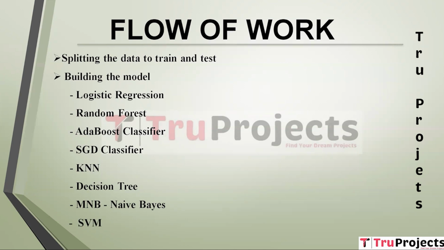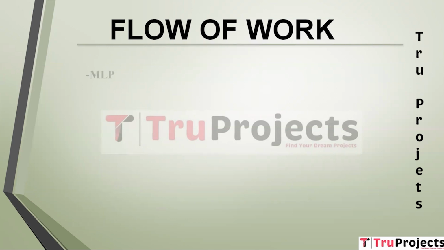SVM, Support Vector Machine. SVM is a powerful classification algorithm that finds the optimal hyperplane to separate classes in the feature space. It's effective for both linear and nonlinear classification tasks. MLP, multi-layer perceptron. MLP is a type of artificial neural network where multiple layers of interconnected nodes are used for learning patterns in the data. Each layer processes information and passes it to the next layer, allowing for complex pattern recognition. MLP is powerful for various tasks including classification, regression, and pattern recognition.